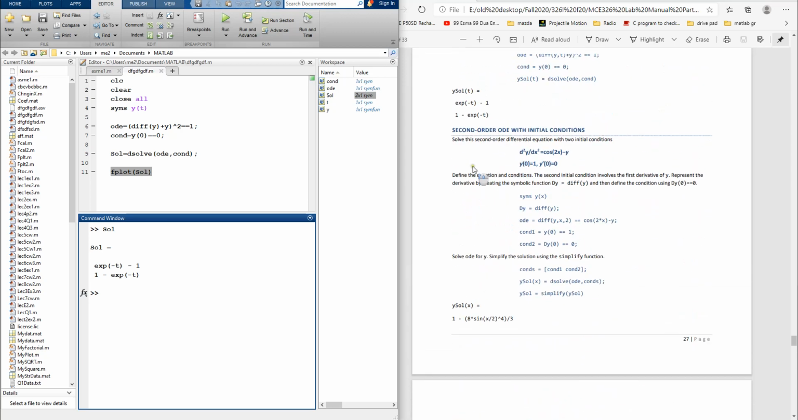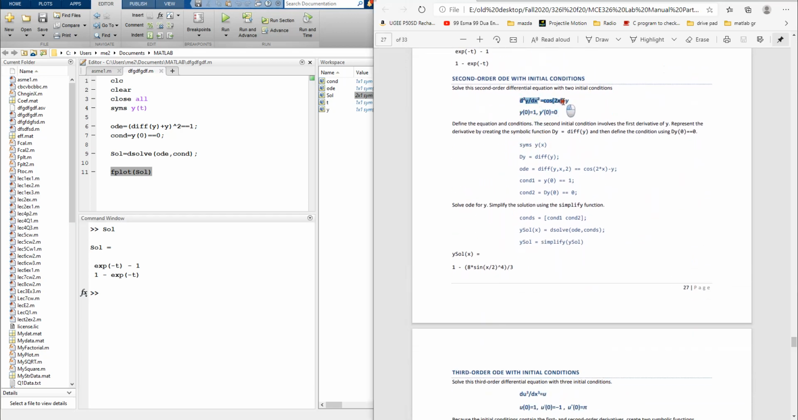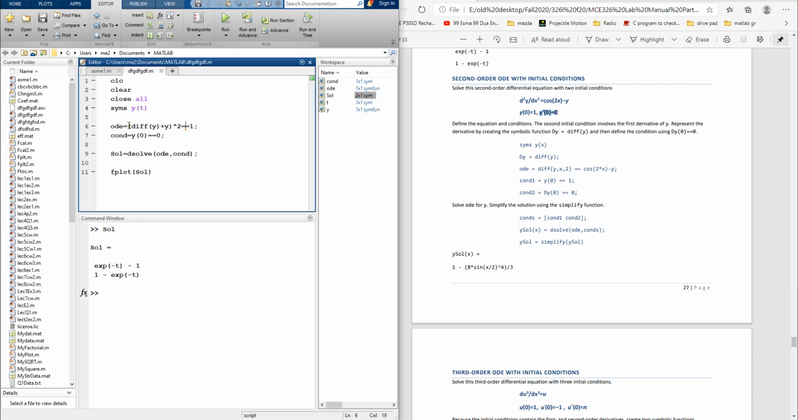Next, how can we solve this ordinary differential equation? It is second order this time. Again, here we have y as a function of x this time. And the initial conditions are y of 0 equal 1 and y prime of 0 equal to 0. The derivative of y at time equal to 0, or x equal to 0, is equal to 0. Same thing, syms y of x. I will change t to x because y is a function of x here, not t.